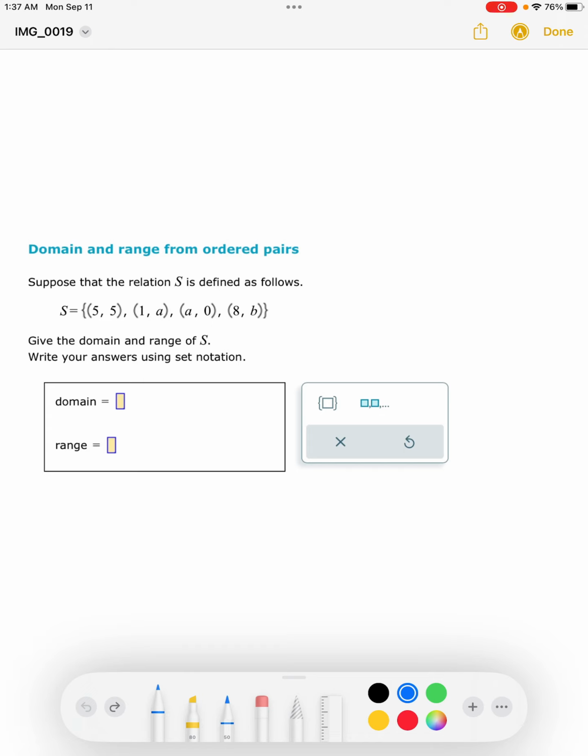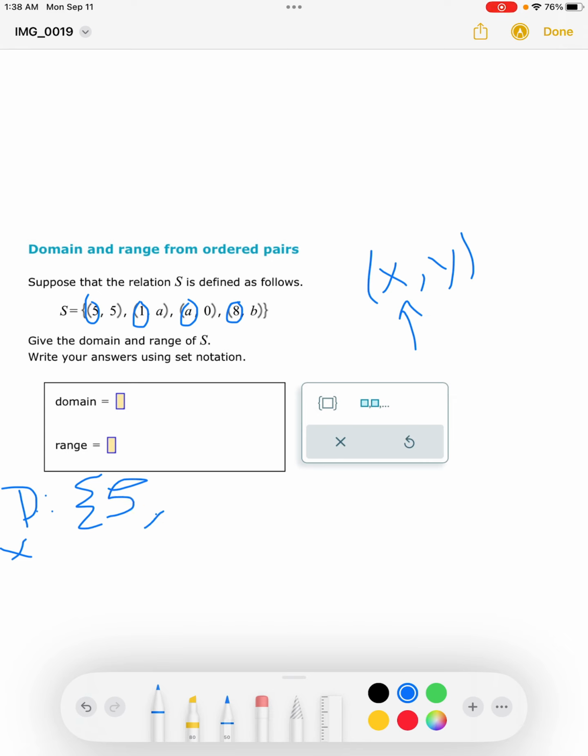So domain would be X. I'm just going to put D for domain, and I'm going to say that it's my X values. I have to put my fancy bracket. Okay, don't forget the fancy bracket. And then I'm just going to go through and say, what are all my X values? Well, remember, the coordinate point is X, comma, Y. So all of the first numbers or variables in the first spot are going to be my X values. So I go through and say, well, I have a 5, I have a 1, I have an A, and I have an 8.